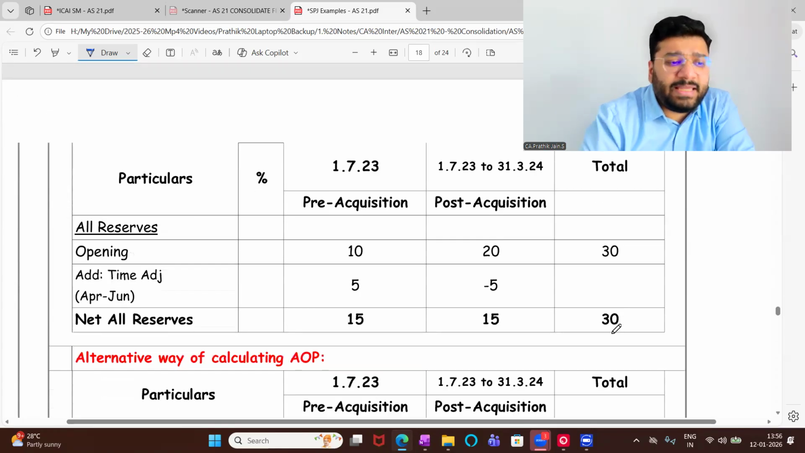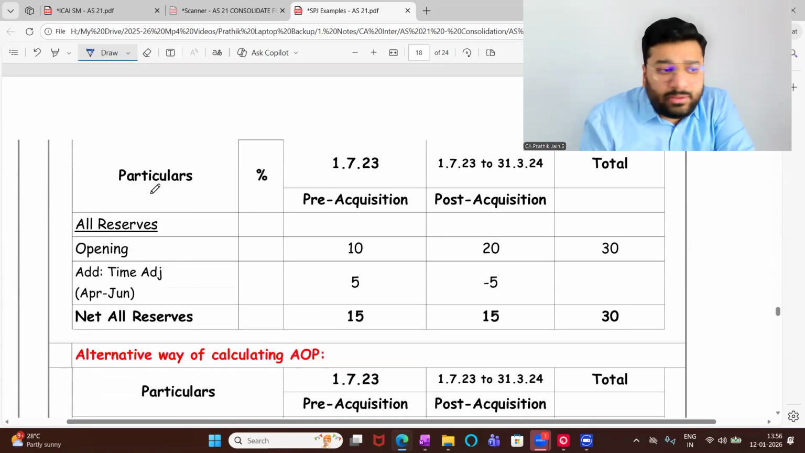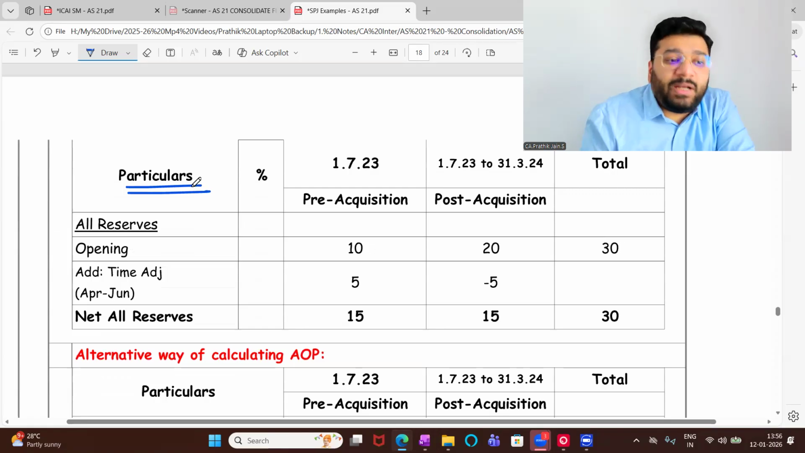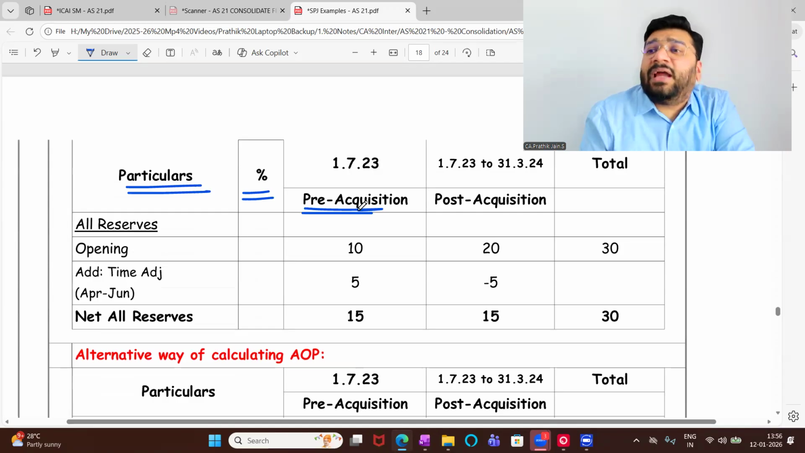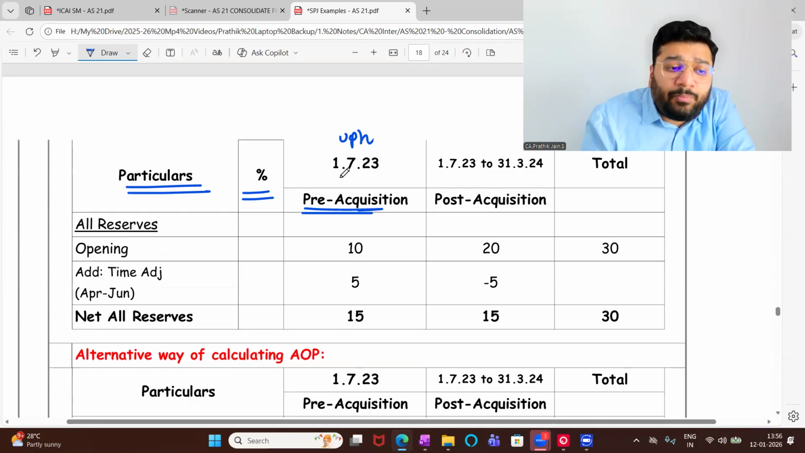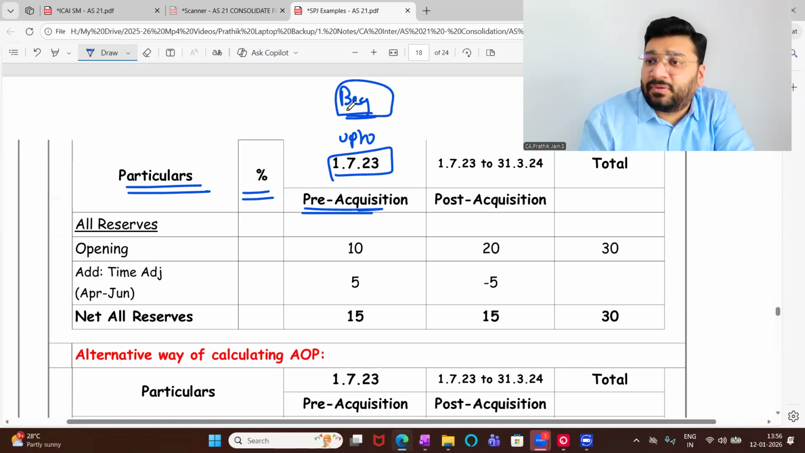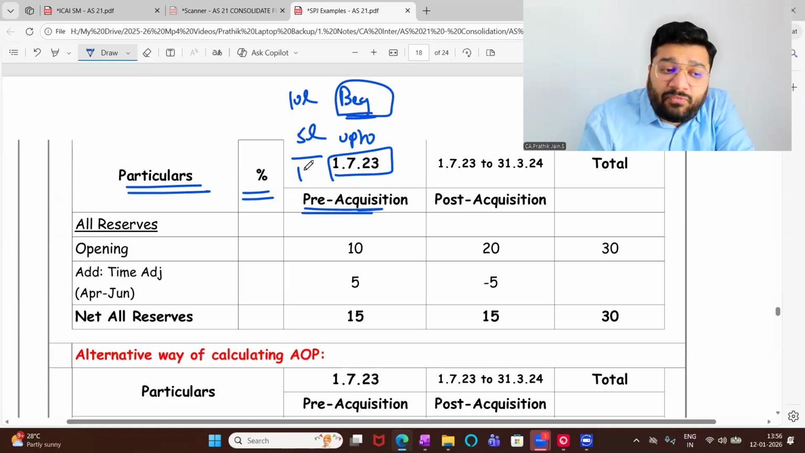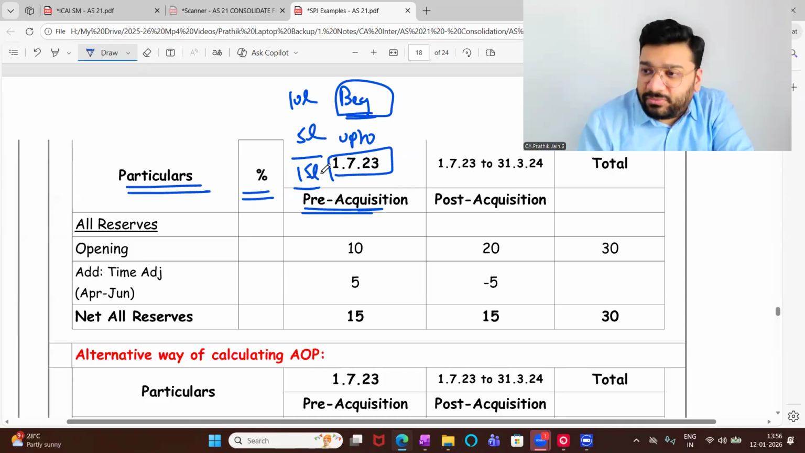Observe. This is AOP. You will do it, I'll not do it. Just observe first, then do it. Particulars. Percentage. I want pre-acquisition profit. What is pre-acquisition profit? Profit up to 1/7/23. Whatever the profit is from the beginning up to 1/7/23. Any problem? Profit in the beginning is how much? 10 lakh. During the period, profit is how much? 5 lakh. So up to 1/7/23, what is the profit? 15 lakh. This is what you have to present now.